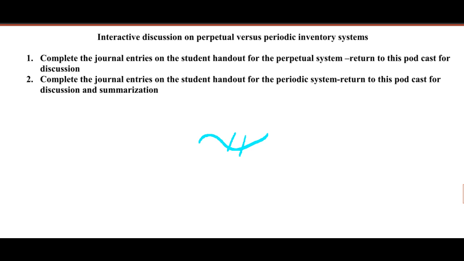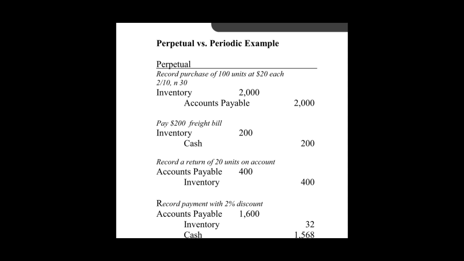So, let's get started first with the perpetual system. Are you ready? So, the first thing we'll do is to work our way through the perpetual system. You were asked to record a purchase of 100 units at $20 each. 100 times 20 is $2,000, and since we're using the perpetual inventory system, you debit the purchase to inventory.